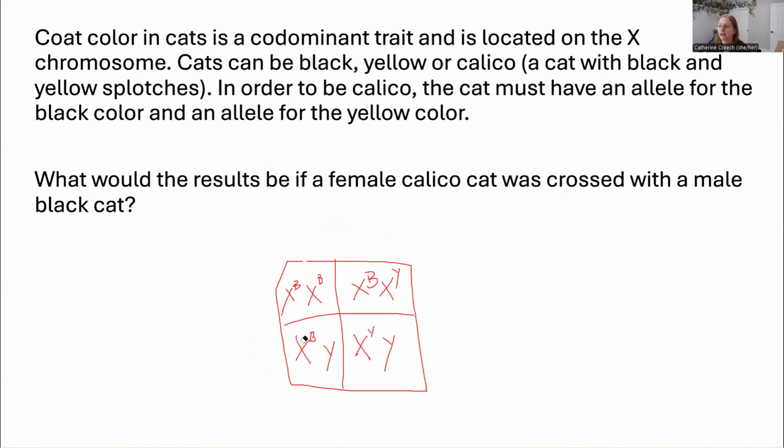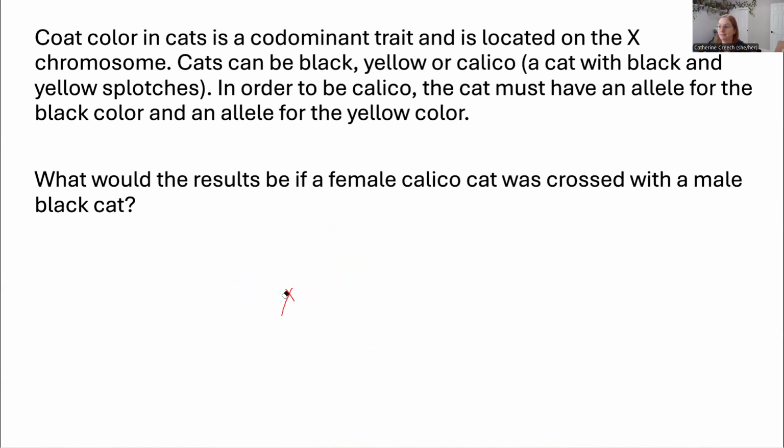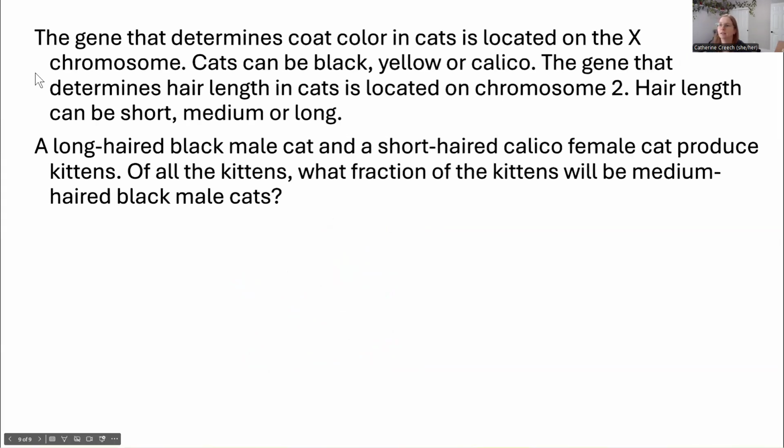All right, now let's look at more than one trait at the same time. The gene that controls coat color in cats is located on the X chromosome. That's what we just did. Cats can be black, yellow, or calico. The gene that determines hair length is located on chromosome 2. Hair length can be short, medium, or long. A long-haired black male cat and a short-haired calico female cat produce kittens. Of all the kittens, what fraction of the kittens would be medium-haired black male cats?